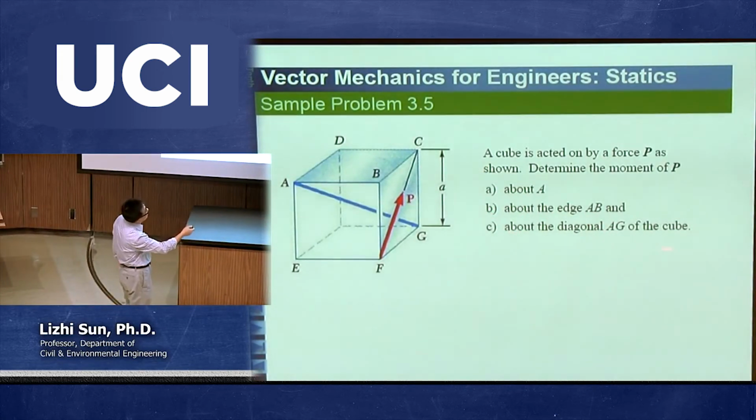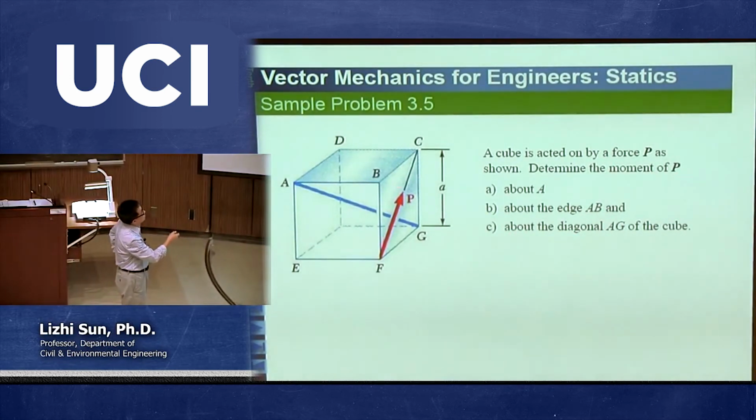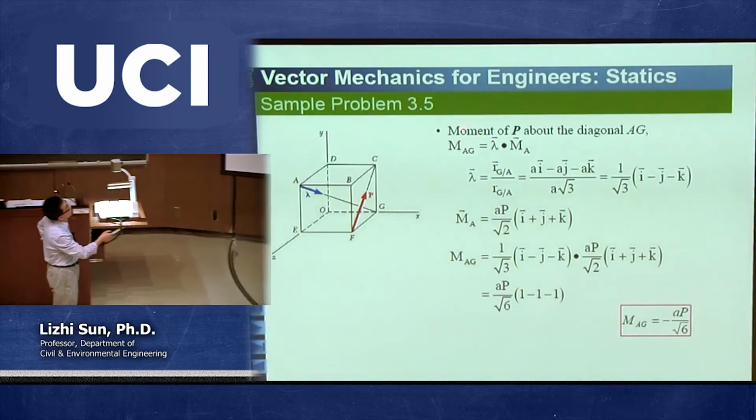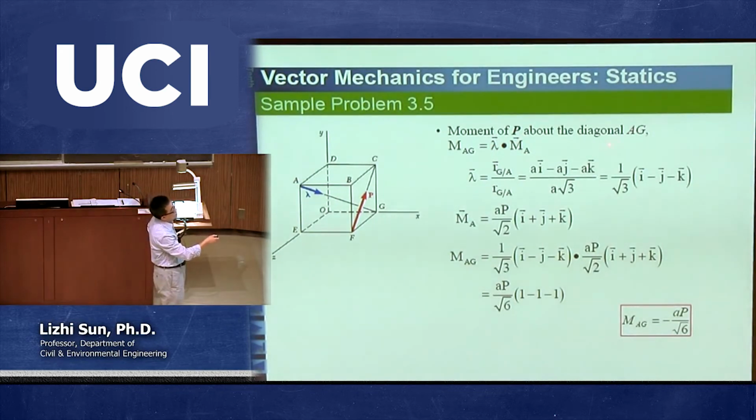So with this, we can easily deal with the third one. Okay, so what is the moment of this force P about another given axis, the diagonal AG? This one is no longer AB, it's AG. Same thing. So if we follow the definition, the moment of force P about the given axis AG should be equal to lambda dot R cross F. And before you calculate this R cross F, that's this term, which is called M or whatever, you need to pick a point on this given axis AG.